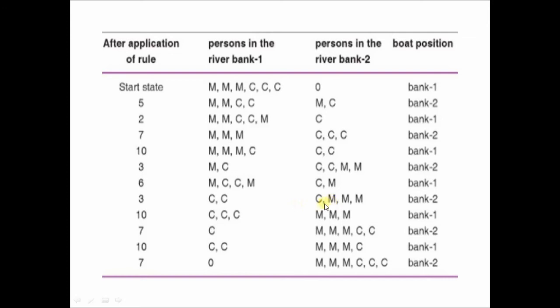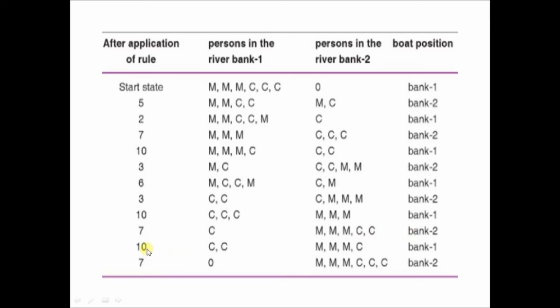Now the boat has to come back, right? So this cannibal here is moved to this side. So earlier there were 2 cannibals, now there are 3 cannibals on the side, and the boat is now present at bank 1. Okay, now it is very simple. You again apply rule 7. 2 cannibals you transfer to the other side of the bank. So there is only 1 cannibal remaining here, and on this side there are 2 cannibals who have come. Fine, and the boat has reached bank 2.